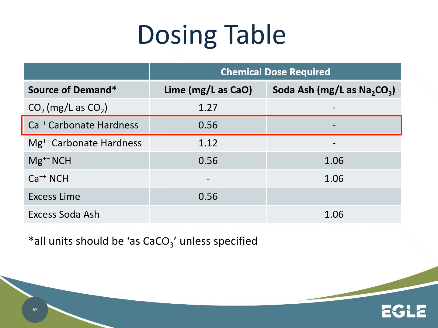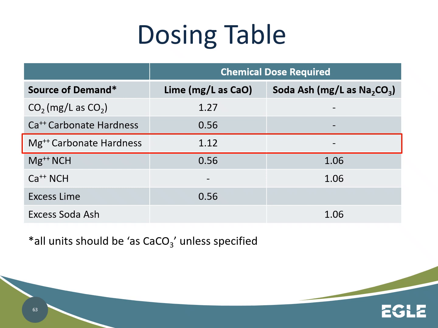Next is calcium carbonate hardness. Remember on your bar chart, this is the calcium on the top that lines up with the bicarbonate on the bottom in milligrams per liter as calcium carbonate. So we take the concentration of calcium carbonate hardness in milligrams per liter as calcium carbonate that we want to remove and multiply by 0.56 to get our lime dose in milligrams per liter as quicklime.